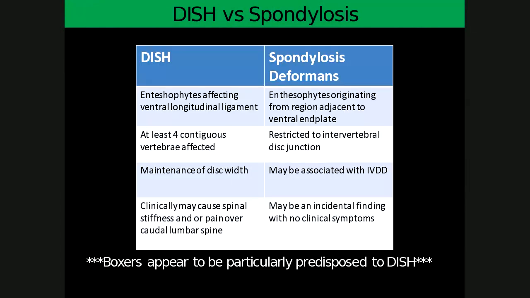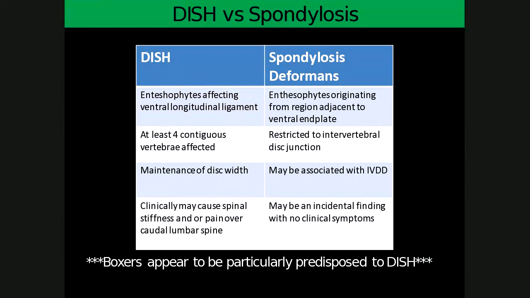So here's a table that just demonstrates the difference between DISH and spondylosis. DISH consists of enthesophytes that affect the ventral longitudinal ligament, whereas spondylosis is enthesophytes that originate from the region adjacent to the ventral end plates and at the attachment of the annulus fibrosus. DISH, by definition, has to affect at least 4 contiguous vertebrae. Some textbooks say 3, whereas spondylosis is restricted to the intervertebral disc junction. It may occur multifocally though, but it's not as extensive as DISH.